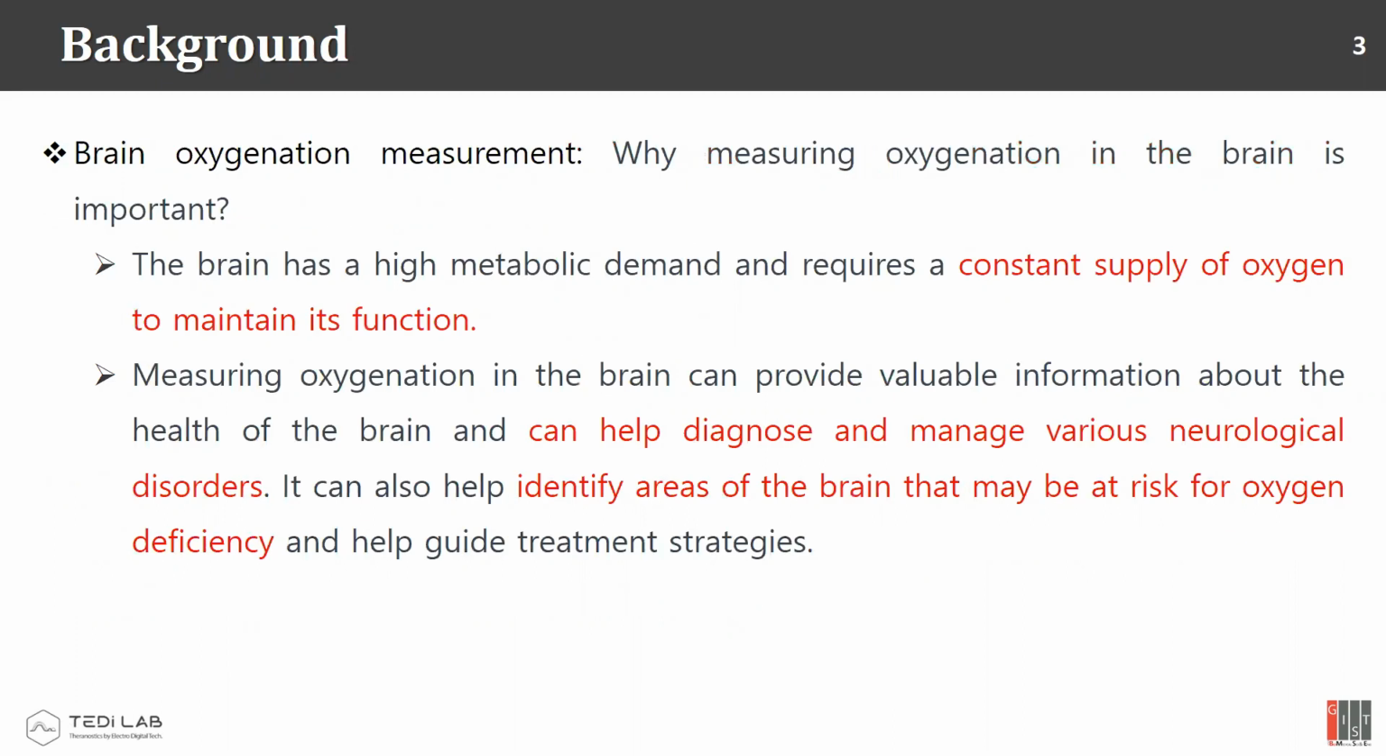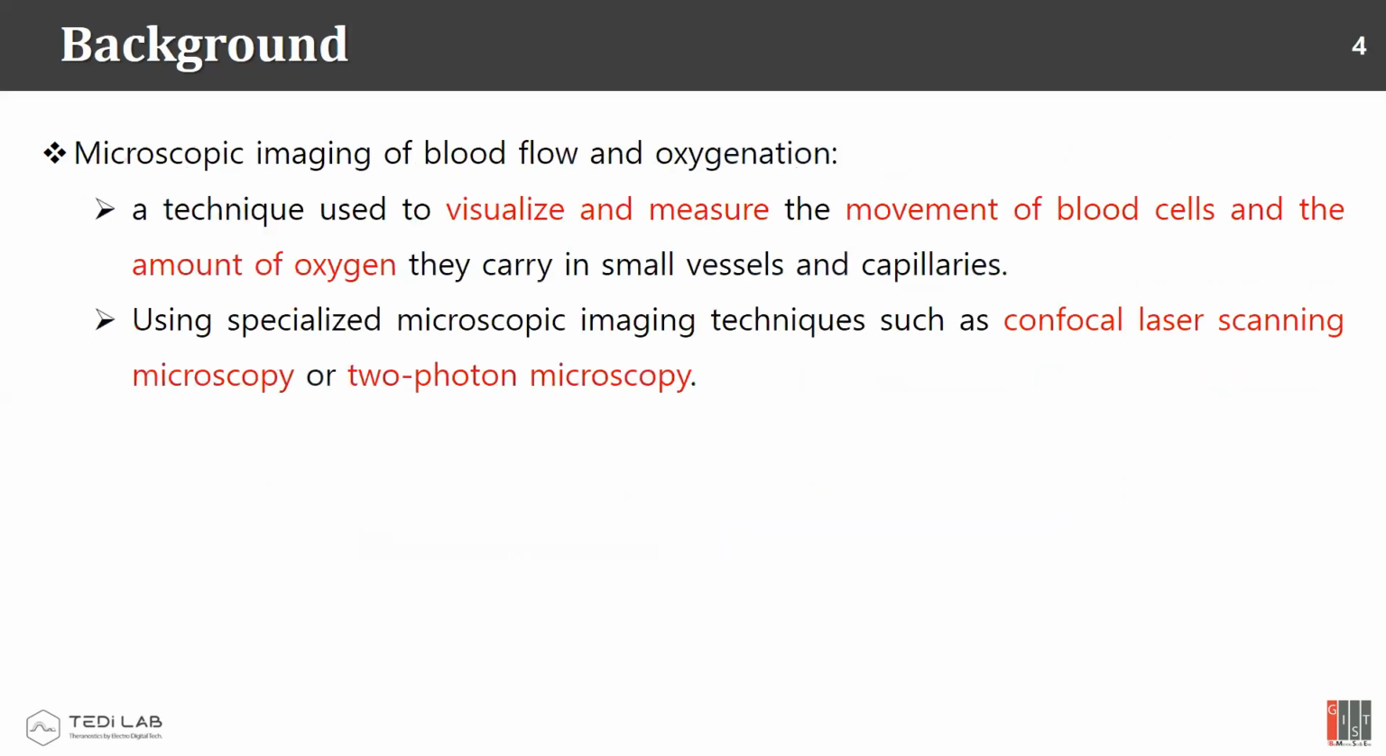The second thing is brain oxygenation. The brain has a high metabolic demand and requires a constant supply of oxygen to maintain its function. So measuring oxygenation in the brain can provide valuable information about the health of the brain and can help diagnose disorders. Usually there are a lot of techniques to visualize and measure the movement of blood cells and the amount of oxygen, but two common methods are confocal laser scanning microscopy and two-photon microscopy.